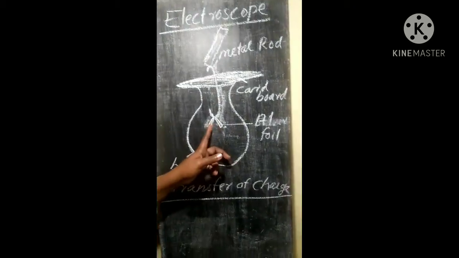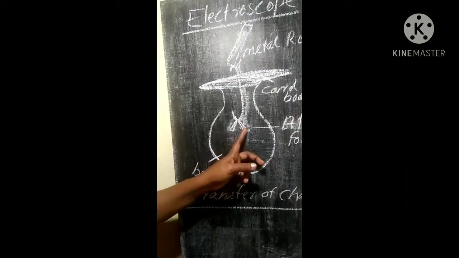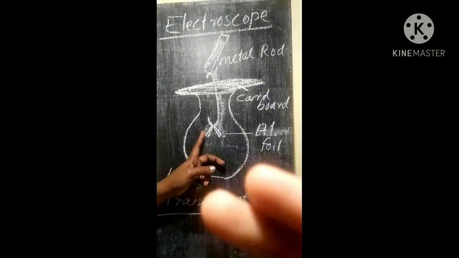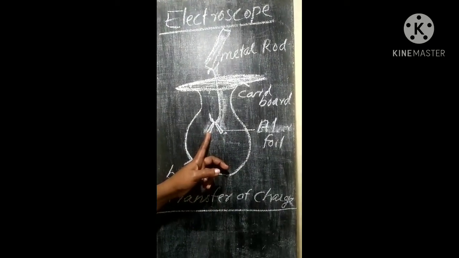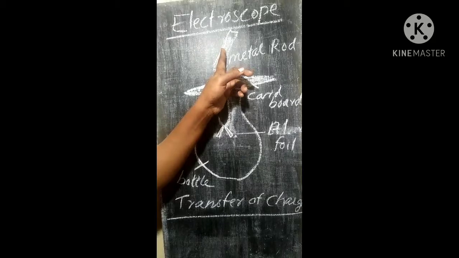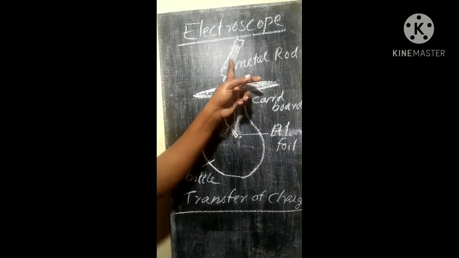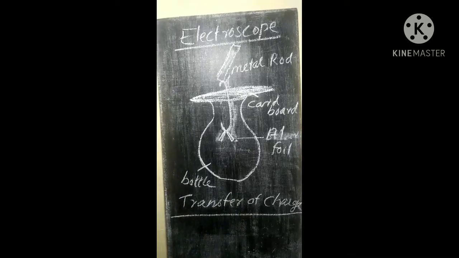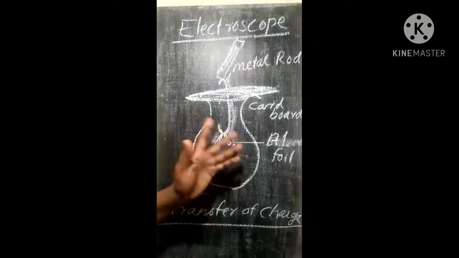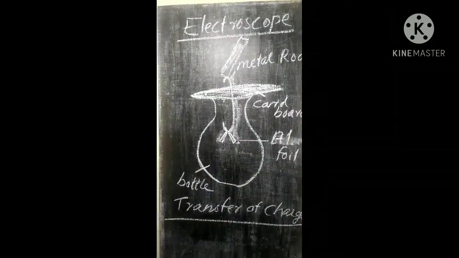So if there is a movement between these two strips, if they are moving away from one another, we say this is charged. If there is no movement, there is no charge in the object that is placed near to or in touch with the metal rod. This is how an electroscope works.